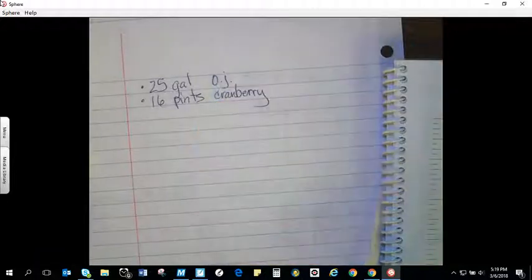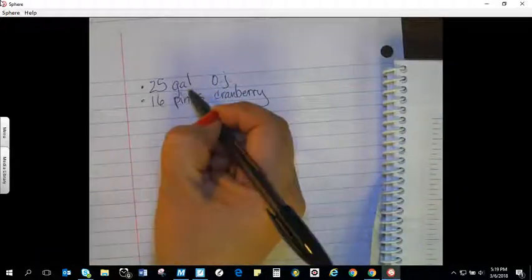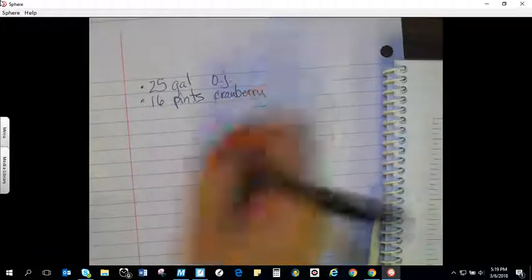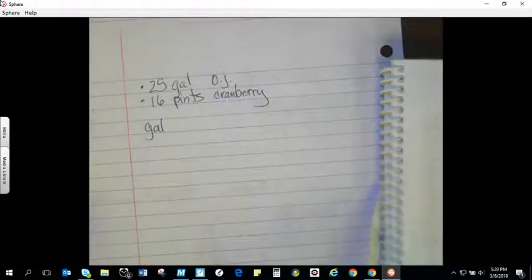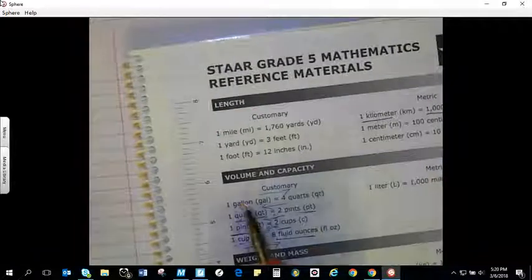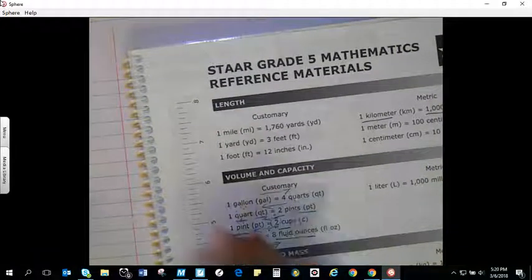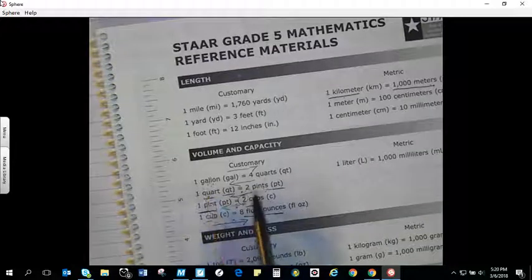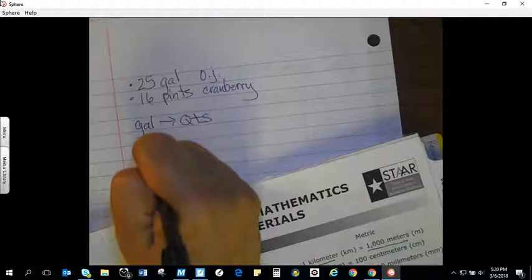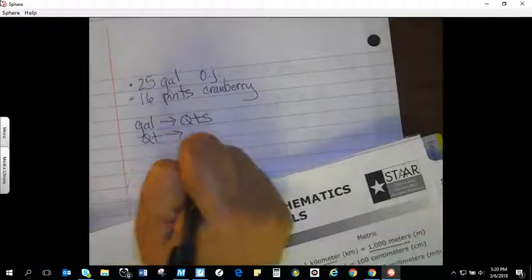OJ for orange juice. And I knew that I went from pints to gallons and that didn't work. So now I'm going to go from gallons to pints. So I'm looking at my chart and I have to go gallons to quarts first. So I'm going to write this gallons to quarts. Then I have to go quarts to pints. So this is a 2-step process.